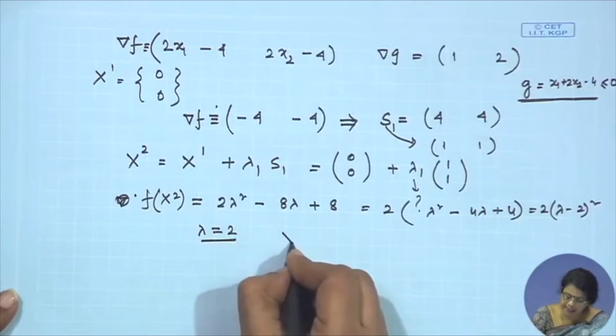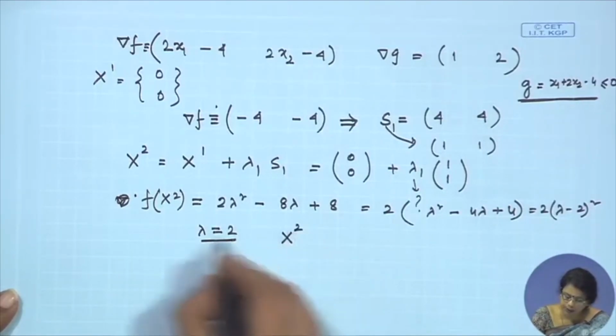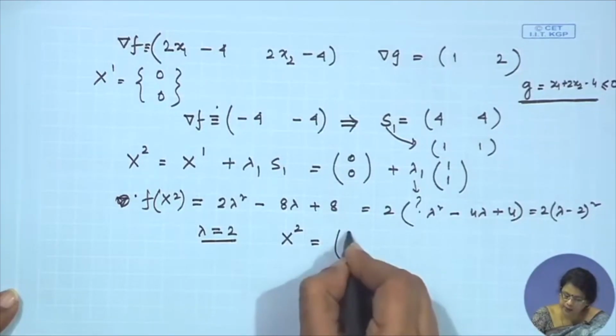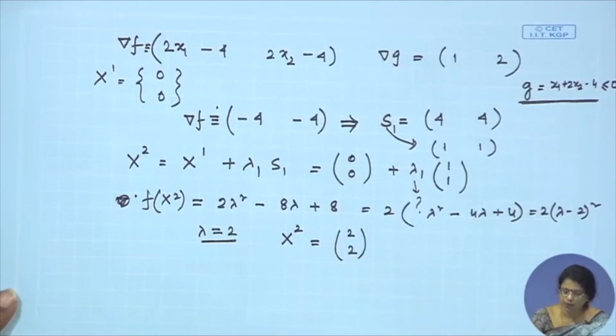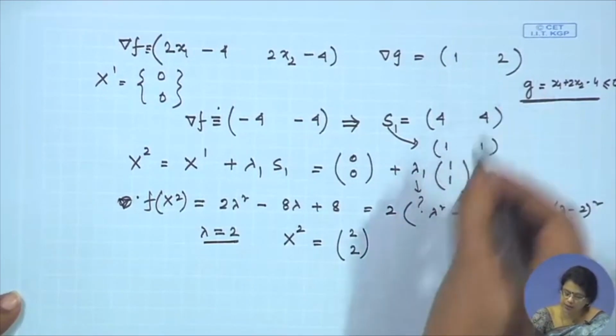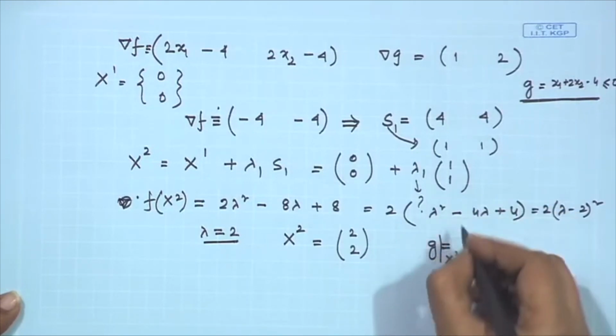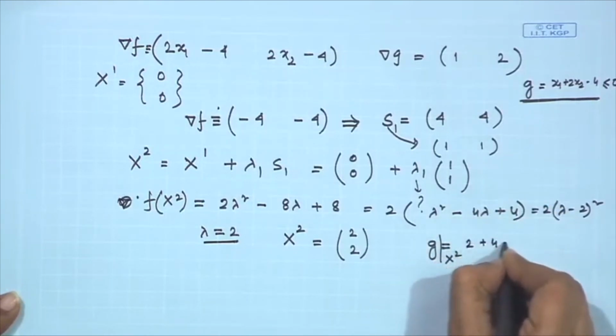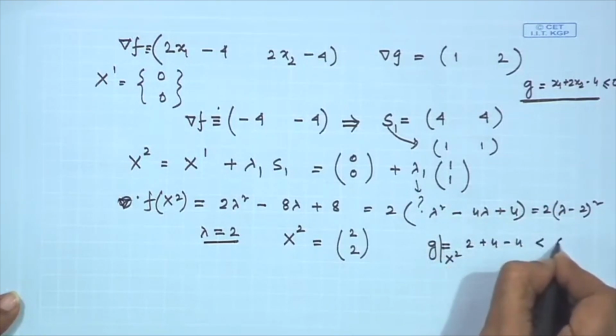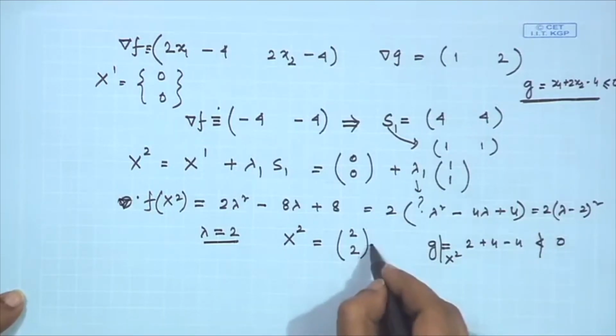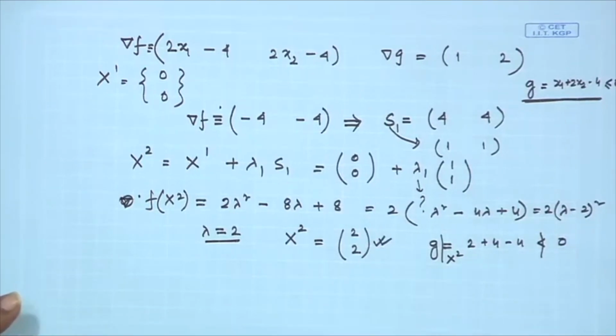But if we consider lambda equal to 2, then my x2 will be (2, 2). If x2 is (2, 2), we just see whether g is being satisfied or not. G at x2, the value is coming as 2 plus 4 minus 4, it is not less than 0. That is why if I move to this point, the problem is that I will be out of the feasible space, I do not want it.